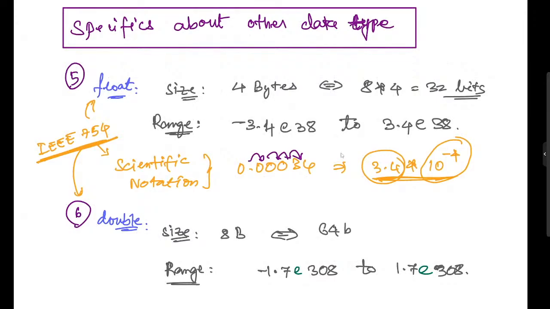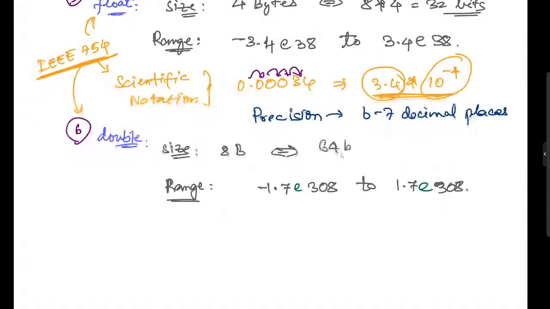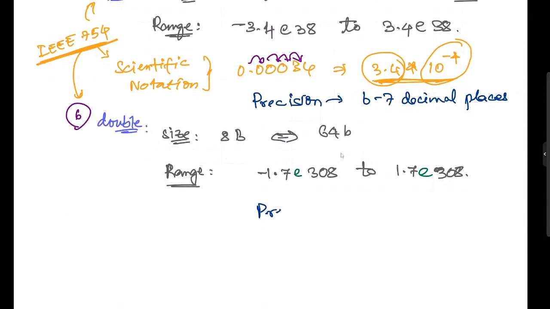And the very major difference between float and double is the precision. Float allows a precision of around 6 to 7 decimal places, and double allows a precision of around 13 to 14 decimal places. So that is the major difference.